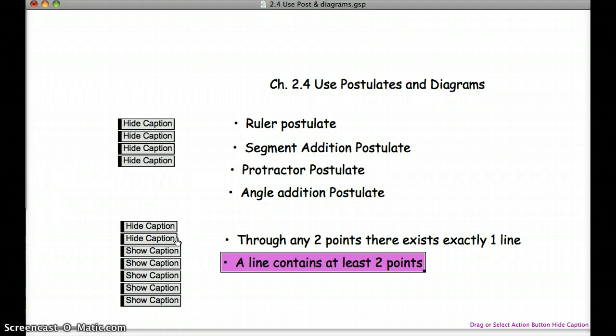So you can't just make a line with 1 point because you don't know which direction. It doesn't have any directionality. It doesn't have any length. It doesn't have any kind of form. So 1 point does not create a line. You have to have at least 2 points.